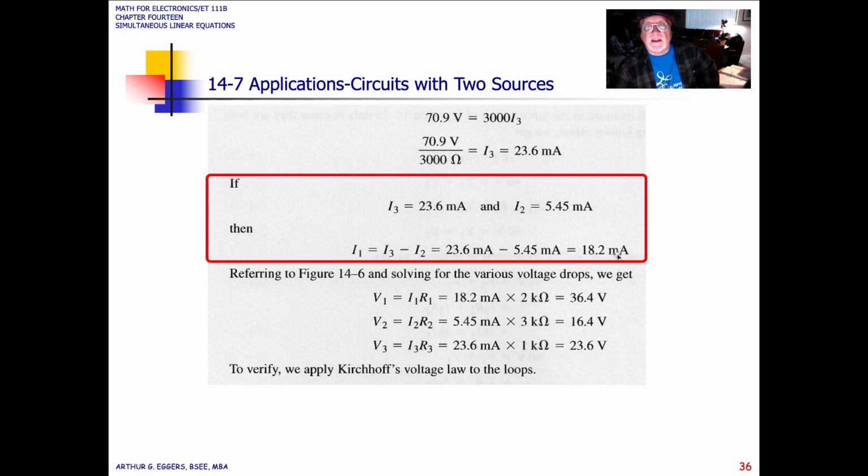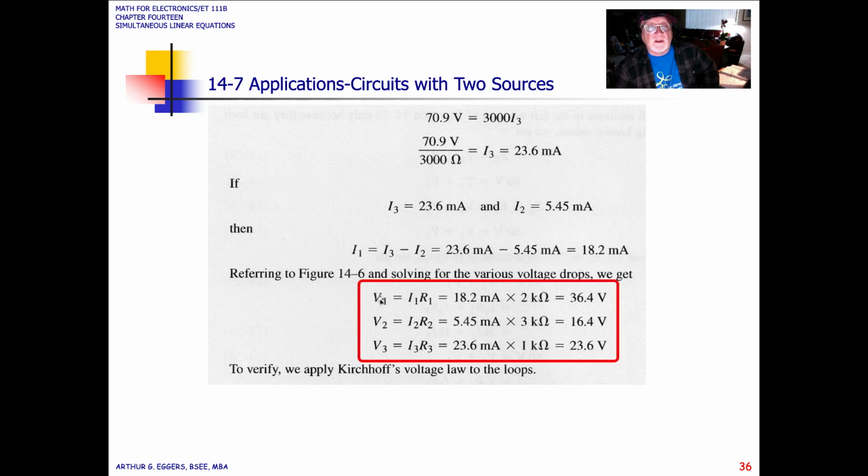So with that in hand, we have our three currents. We already knew the resistances. We can plug those values back into the expressions IR1, IR2, IR3, and solve for V1, V2, and V3 voltage drops. And we end up with 36.4, 10.9, and 23.6 volts. So those are all of our currents. We know all of our sources, and now we know all of our voltage drops.